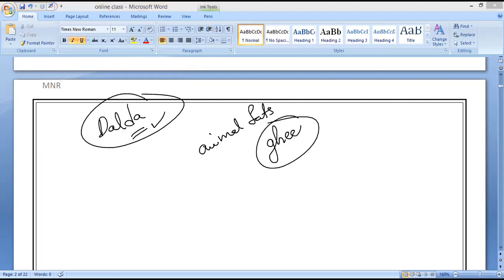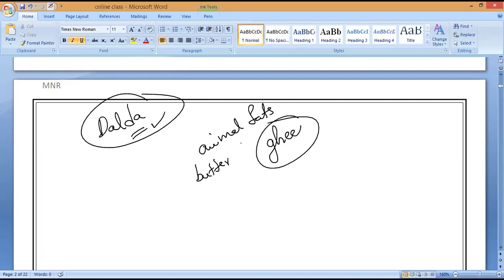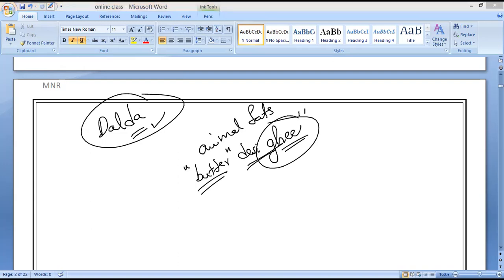What is the animal fat? You people will never have butter, you people will eat butter, desi ghee. These are the things we call animal fats. Consumption of this in a small amount is good for health, but if you consume a large amount, desi ghee and butter will lead to a lot of health problems. That is why saturated fats are harmful for health if you take them in large amounts.